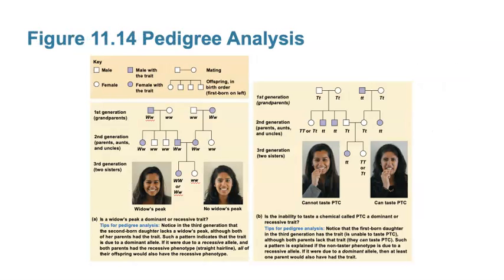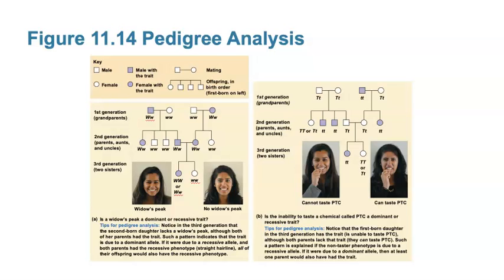And they are powerful. So here we have our mating. There's a male without the trait. There's a male with the trait. Female without, female with. Those are offspring. And they're done in birth order from the oldest to the youngest. And if we look at this pedigree right here, it's already been filled in for us.